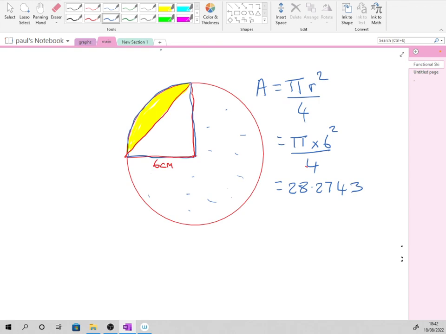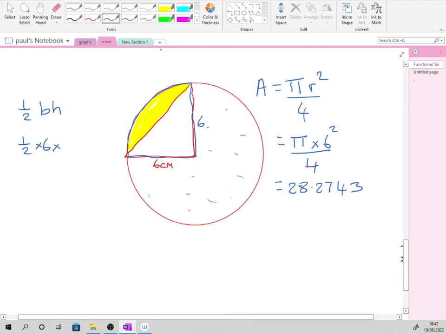Now, the area of the triangle is half base times height, which is half times the base, which is 6, times the height. Well, from the middle to the outside is the radius of the circle. So from the middle to the edge again, that's the radius. So this is also 6. So 6 times 6 is 36, and half of that equals 18.